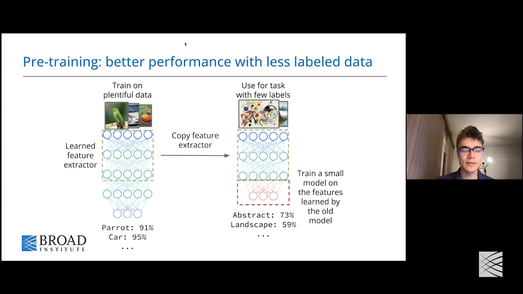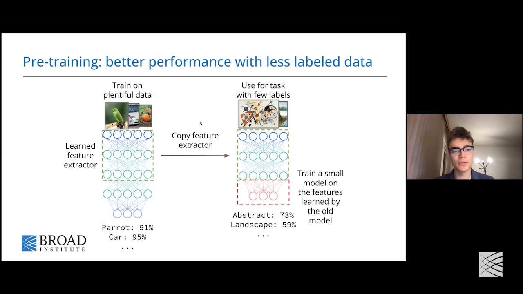So just a little background, and I guess we already have seen some of this in the previous talk, but contrastive learning is a type of pre-training, and pre-training is a way to get better performance with less labeled data. So the idea is pretty simple.